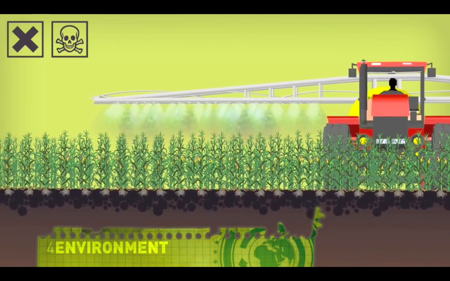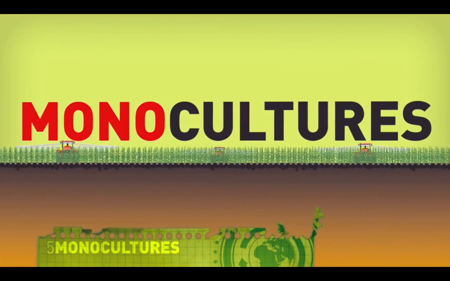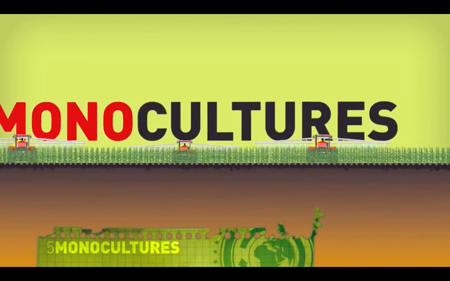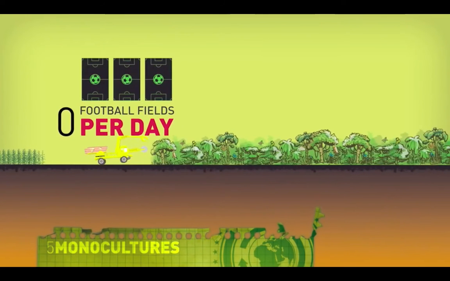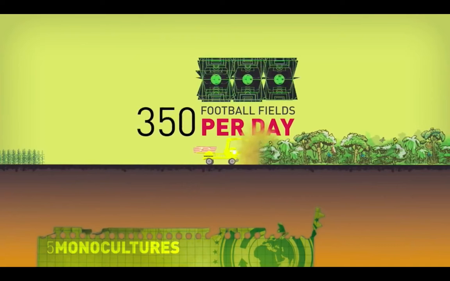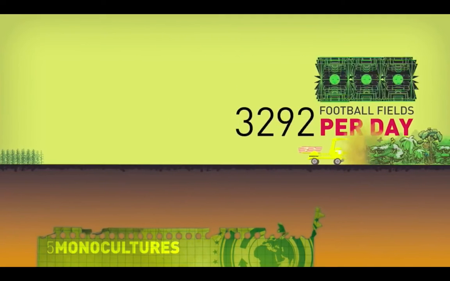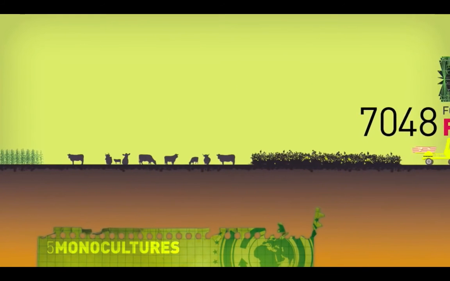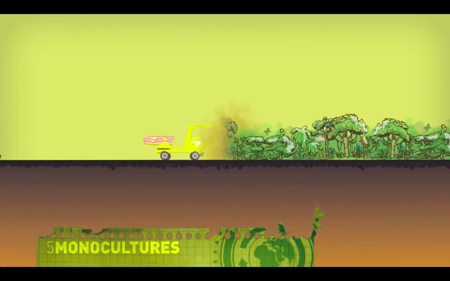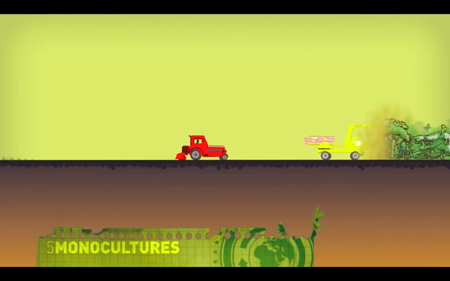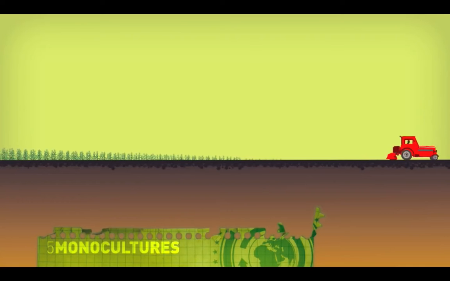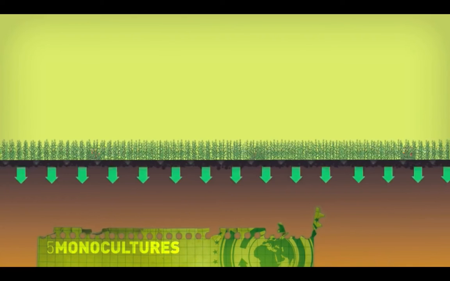Especially grave consequences are observed in this respect in monocultures. For example, in South America, rainforests and other natural landscapes are destroyed every day to make room for genetically engineered monocultures and pasture. At the same time, the soil and groundwater are poisoned.